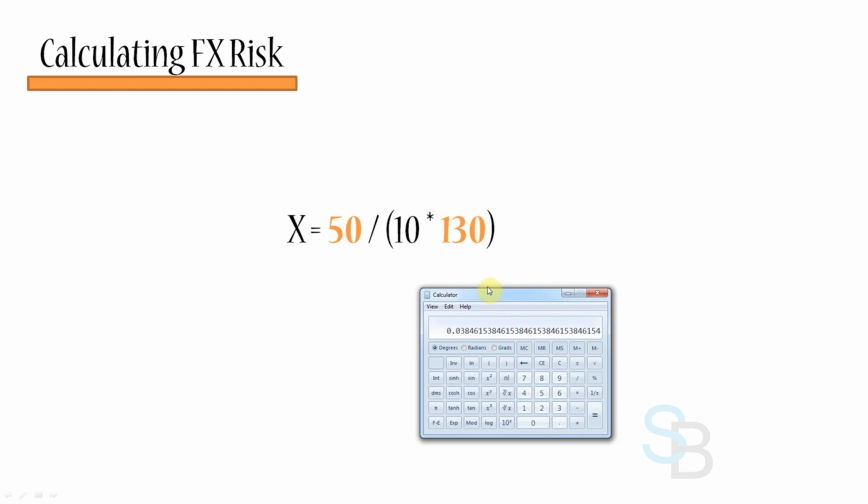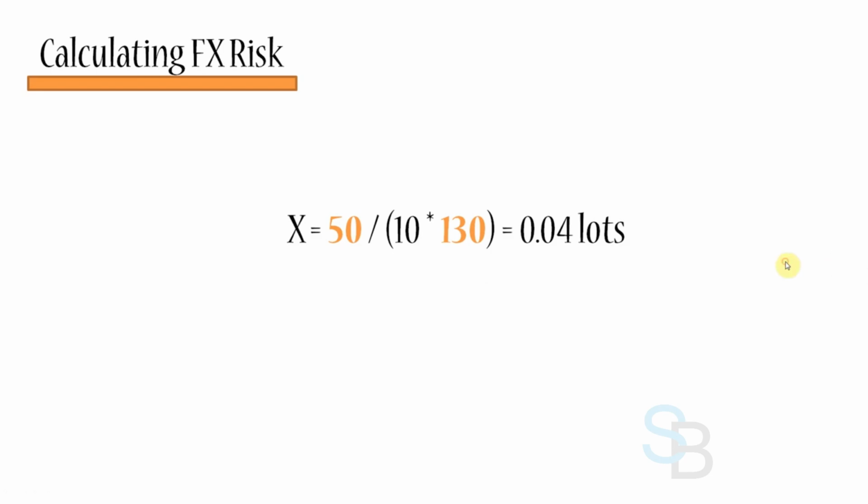0.03846. And of course, in volumes and lots, we can only use 2 decimal points. Actually depends on your account, but on this account it's 2 decimal points. So we're going to round that up to 0.04. So I'll just type that in here. Equals 0.04 lots. Perfect. Now we can go ahead and conduct this trade.